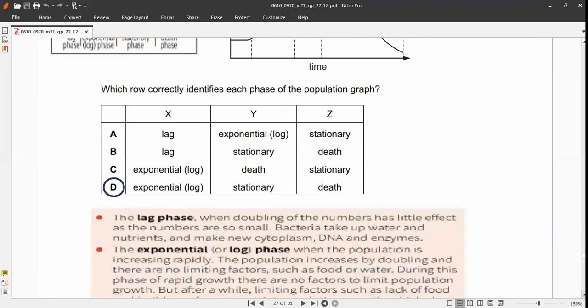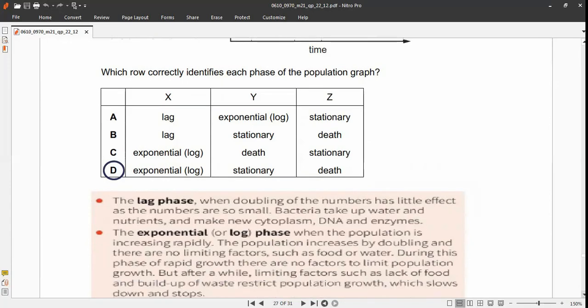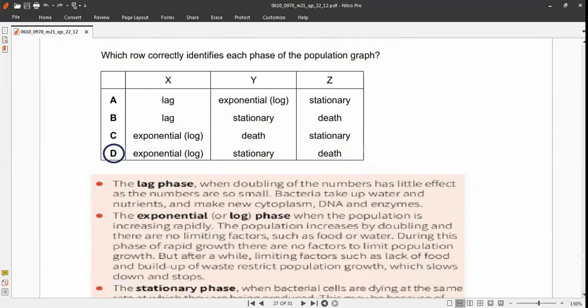The population increases by doubling, and there are no limiting factors such as food or water during this phase of rapid growth. There are no factors to limit population growth, but after a while, limiting factors such as lack of food and build-up of waste restrict population growth, which slows down and stops.